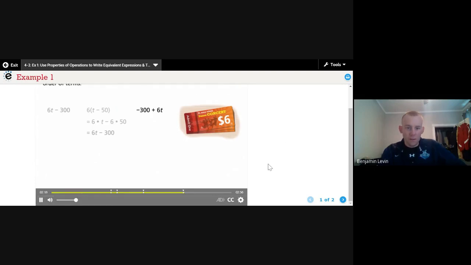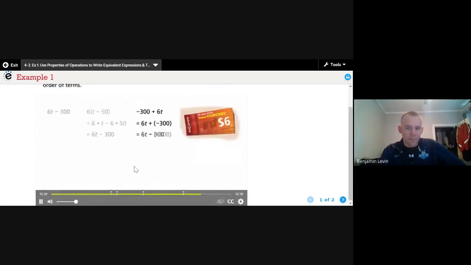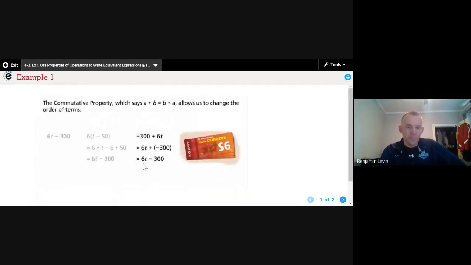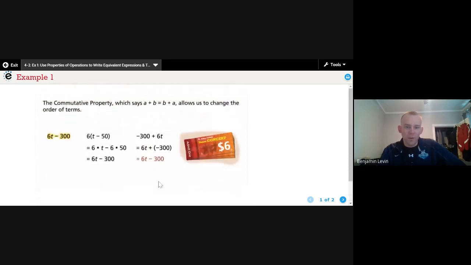The commutative property, which says a plus b is equal to b plus a, allows us to change the order of terms. Negative 300 plus 6 times t is equal to 6 times t plus negative 300. And adding a negative number is the same as subtracting its opposite, 6. So you can see why these are the same, right? We call that the commutative property.